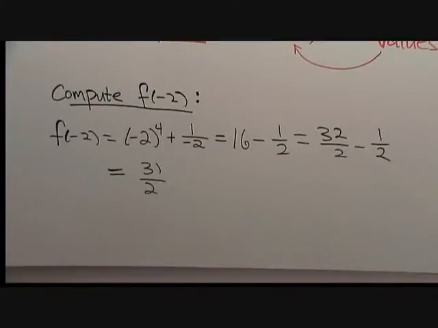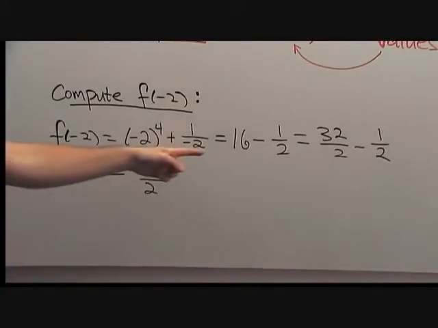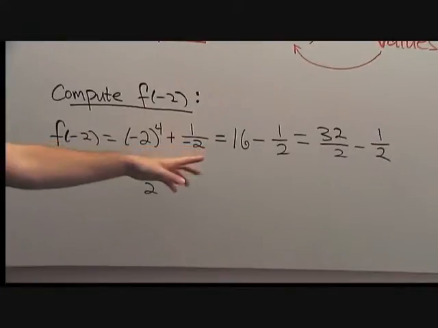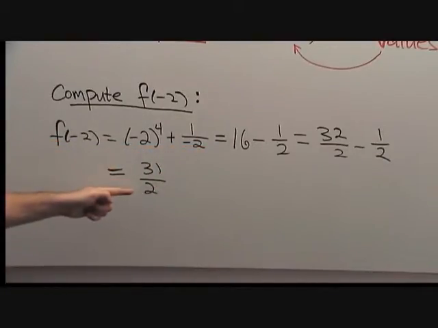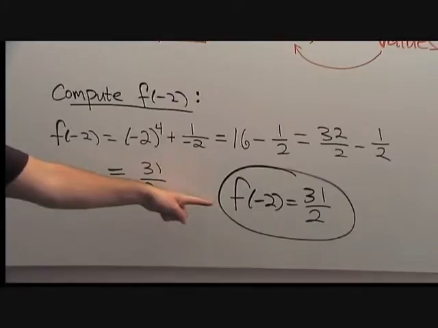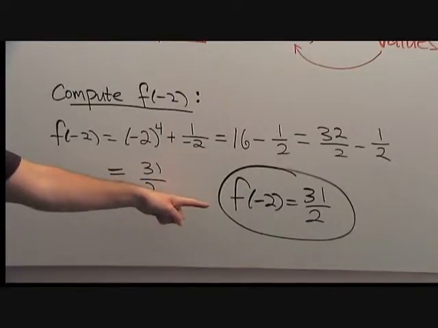Let's compute f of -2. That means we plug in -2 for x, which results in this expression. This simplifies to 16 minus 1/2, which reduces to 31 over 2. Remember this number, we will need it later to determine the point through which L passes.